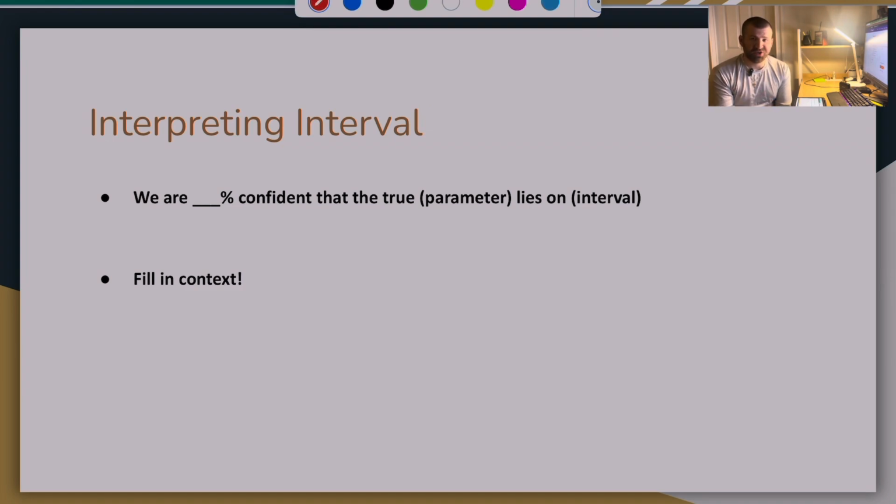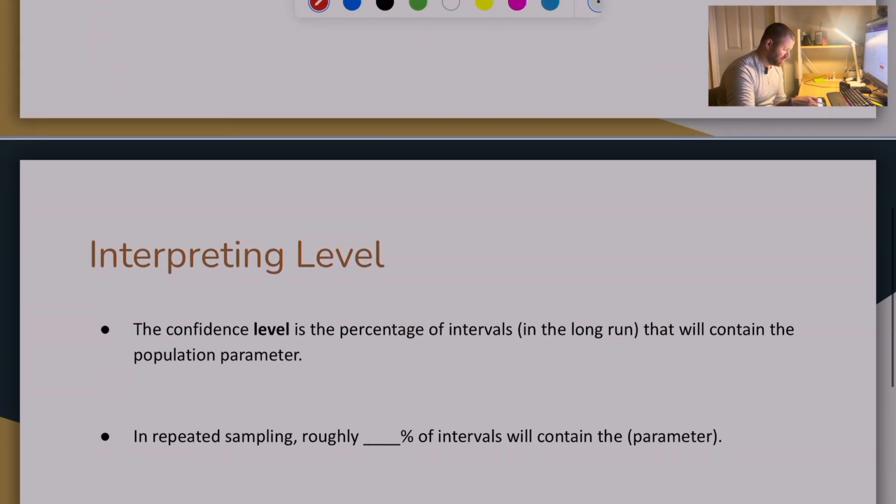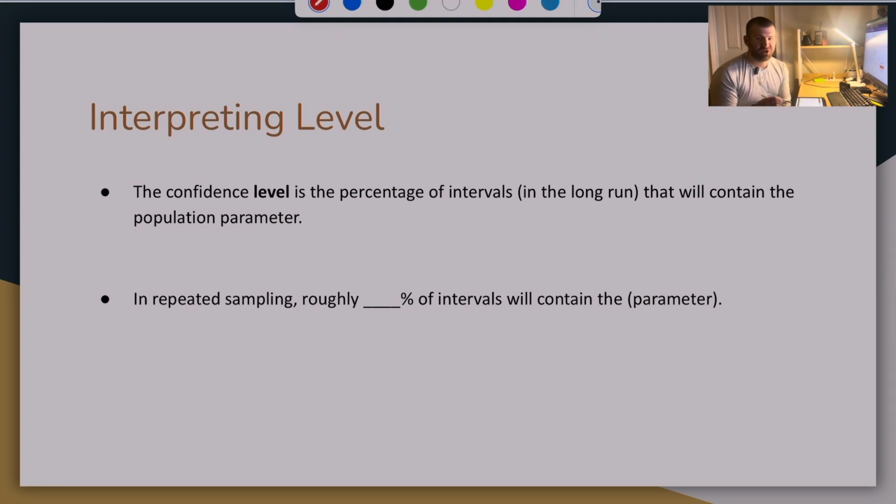So when you're looking at a multiple choice question, that's the type of wording you're looking for. And I think the interval one isn't difficult for people. Where people struggle a little bit is with the confidence level. And so when we talk about interpreting the confidence level, that is the long run percentage of intervals that will contain the thing you're looking for. So think of a confidence level like an expected value. It is the expected percentage of intervals that contain your population parameter.